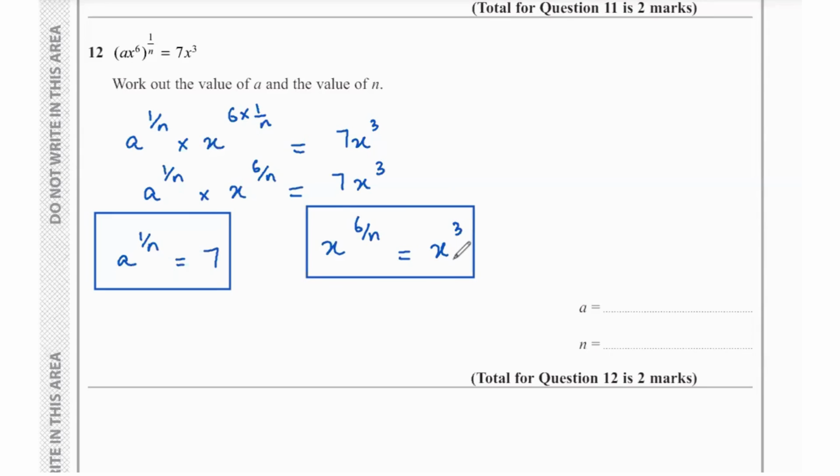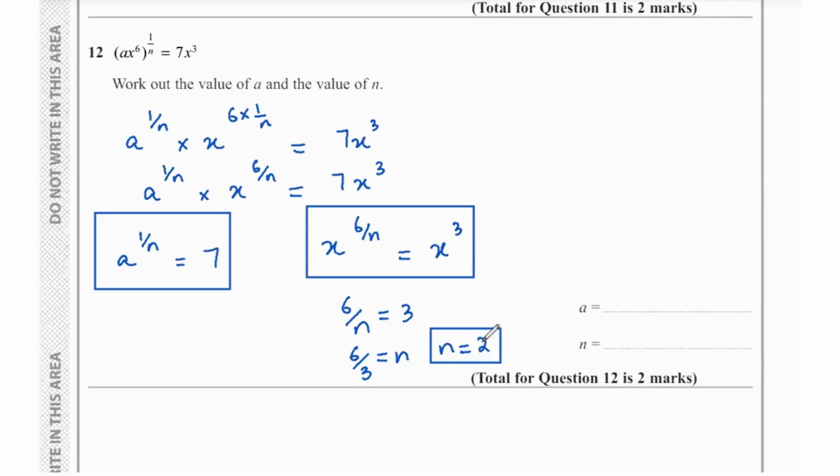Now, since the bases are the same, which is the variable x, we can put the powers equal to each other. So 6 over 3 equals n, and n equals 2. That is your value of n.